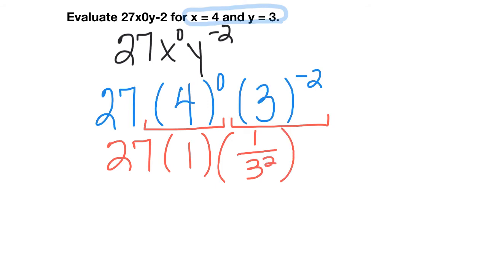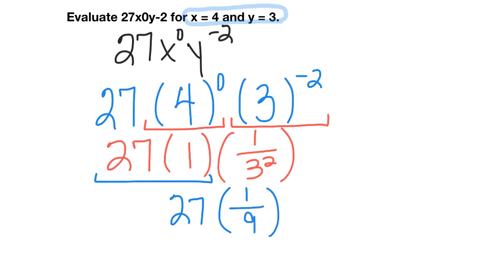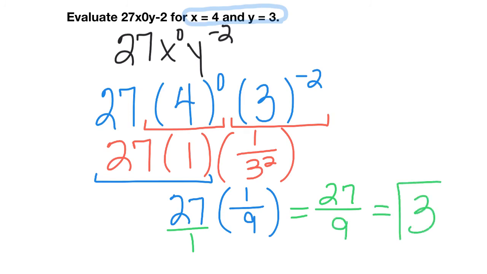Getting rid of that fraction and that exponent that we still have, we have 27 times 1, which is 27. And 1 over 3 squared is equivalent to 1 over 9. Now we want to multiply these two. 27 over 1 times 1 over 9 is 27 over 9, which reduces to 3. 3 is the final simplification of the given expression.